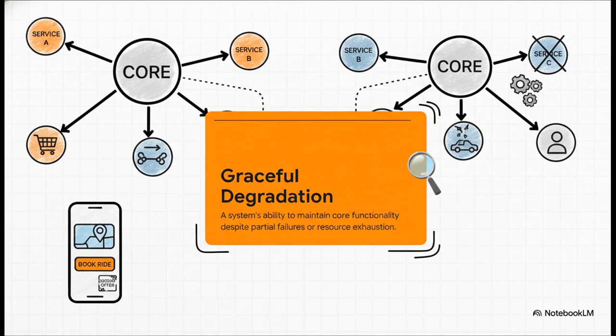Think about it. If the specific microservice that displays a user's promotional discount goes down, that user shouldn't be blocked from actually booking the ride or checking out their shopping cart, right? The UI should gracefully degrade, maybe hiding the broken discount feature entirely, while the primary transaction just keeps flowing unhindered.